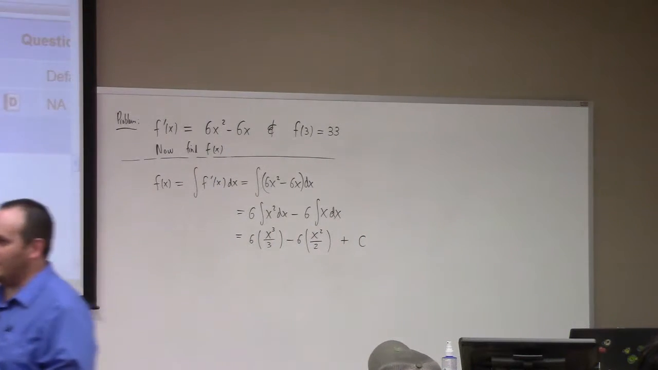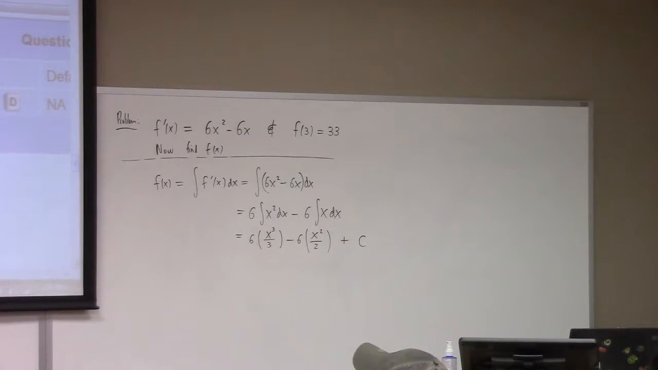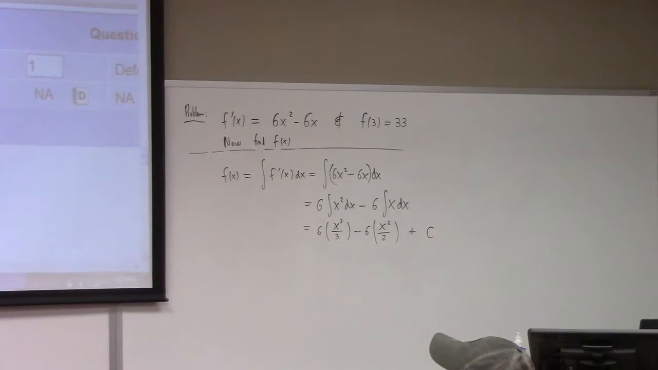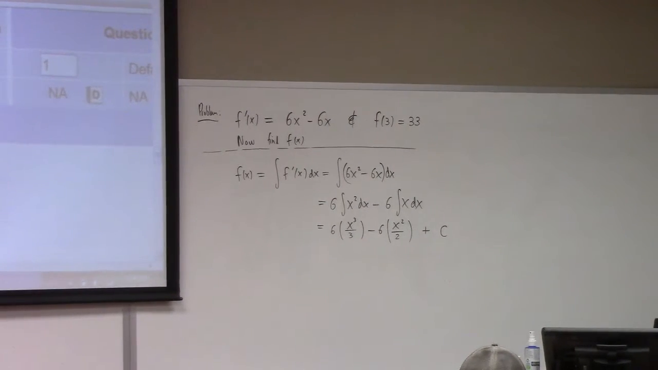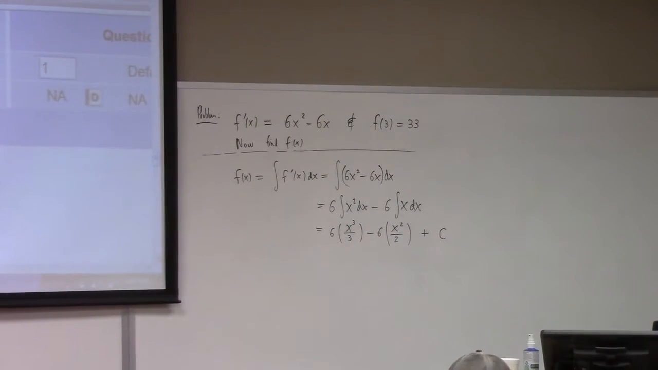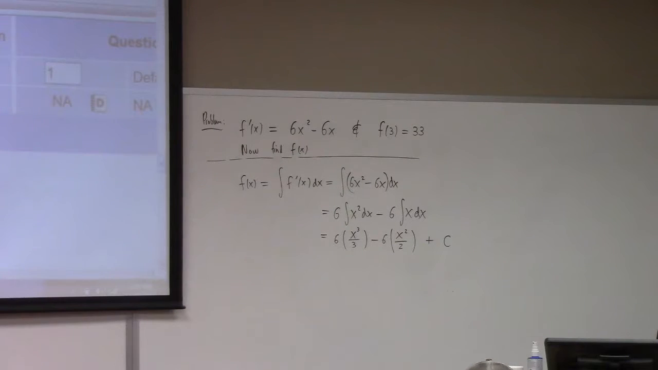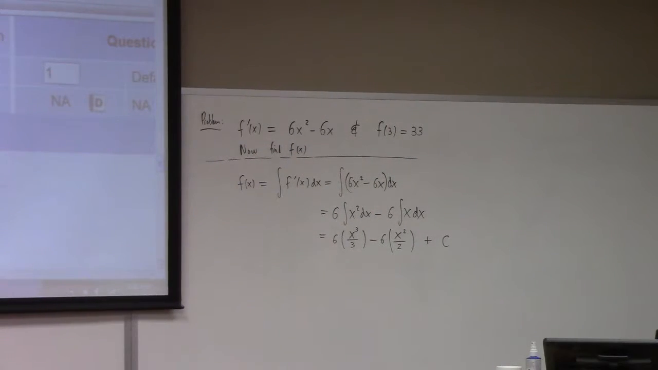Where did those come from? I just used the power rule for an antiderivative, for an indefinite integral, with n equals 2 and then n equals 1. n equals 1 gives me x squared over 2. n equals 2 gives me 2 plus 1 over 2 plus 1, x cubed over 3. Do you agree, disagree? You guys with me?